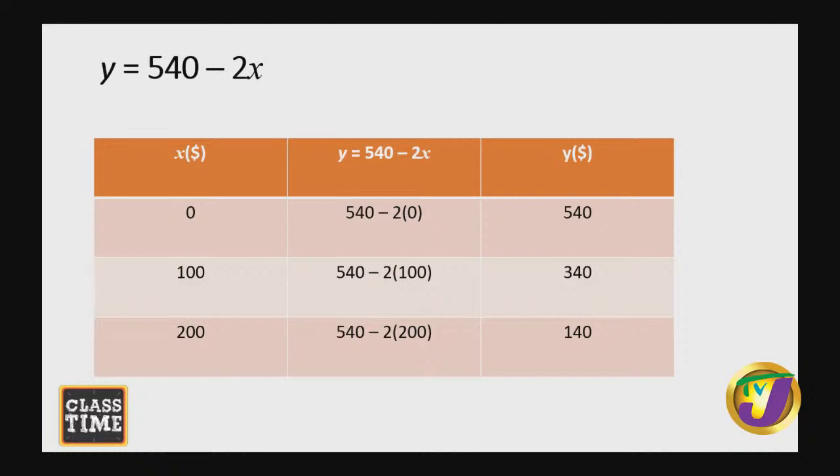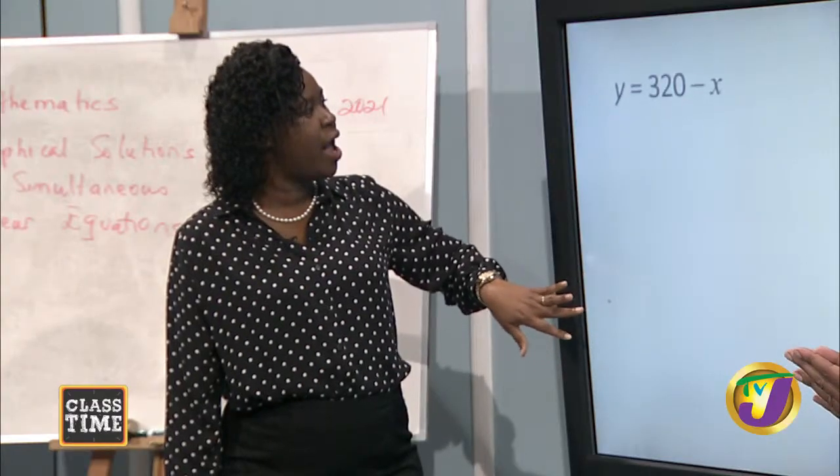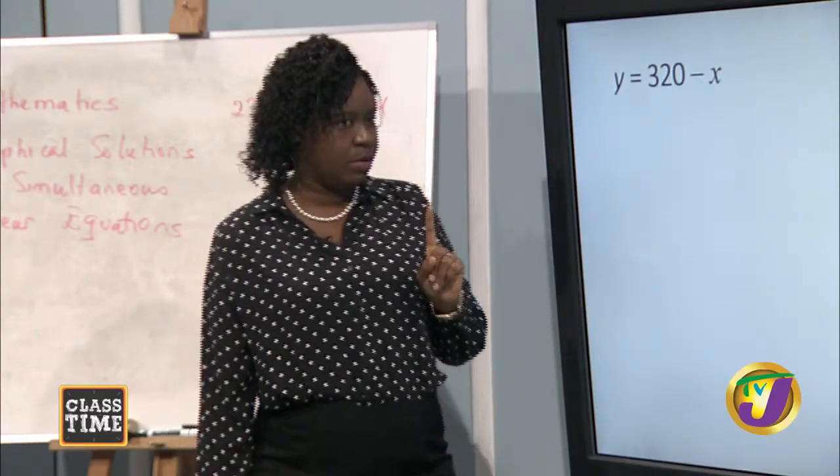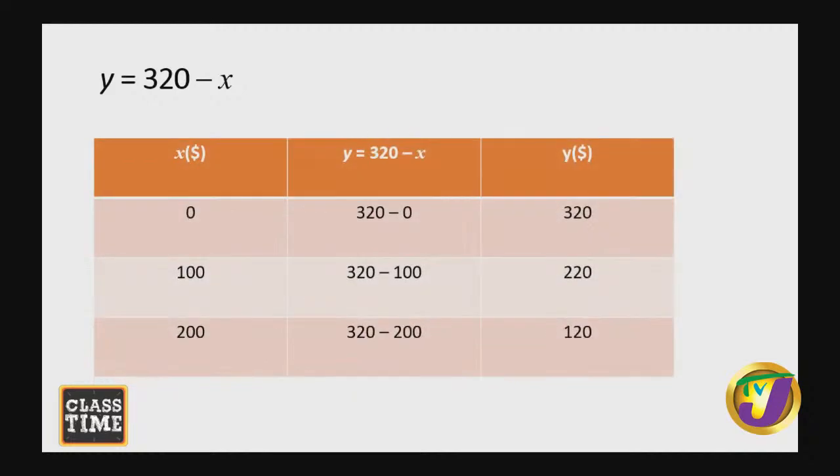Let us see what it would look like for my equation, my purchasing situation, where I bought one patty and one box of orange juice. Using the same values that you used, notice the difference in the cost. So when your patty was zero, your orange juice cost 540, but mine is 320. That looks a little bit weird. Well, remember, you bought two patties, I only bought one.